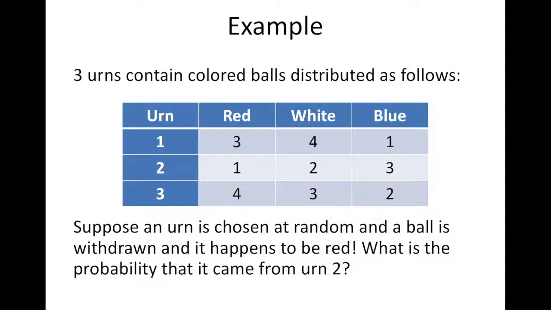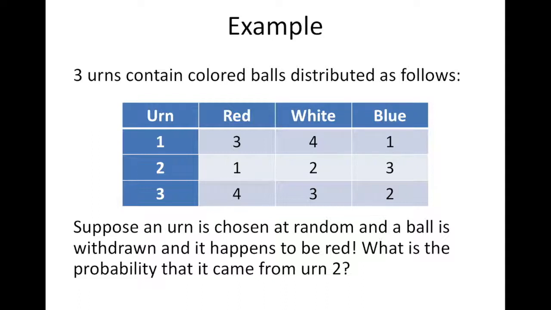3 urns contain colored balls distributed as follows. Urn 1 contains 3 red balls, 4 white balls, and 1 blue ball for 8 total. Urn 2 has 1 red, 2 white, and 3 blue for 6 total. And urn 3 has 4 red, 3 white, and 2 blue for 9 total. Suppose an urn is chosen at random and a ball is withdrawn, and it happens to be red. What is the probability that it came from urn 2?